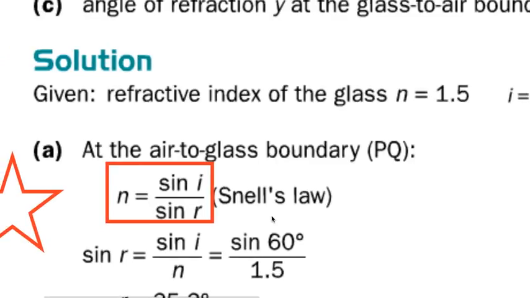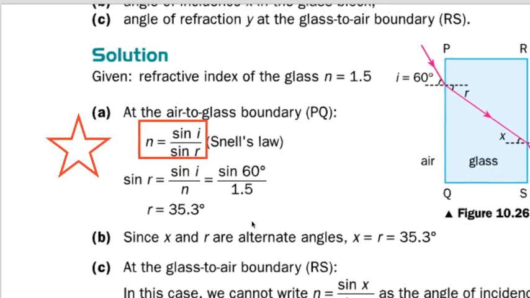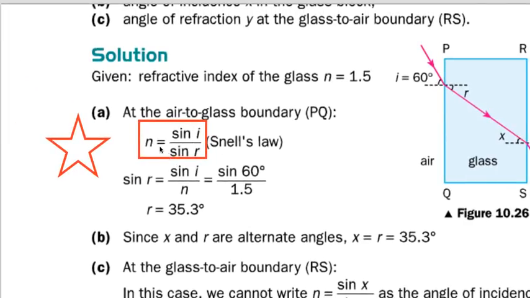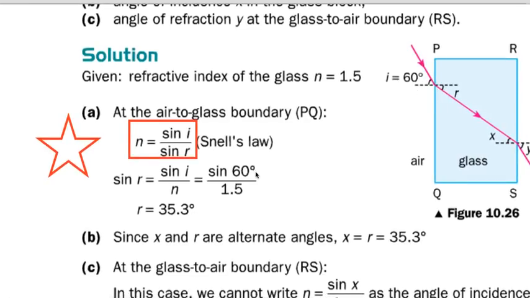So sine i divided by sine r equals n. For sine r, the rest is just mathematics. You can see i is given as 60, so I just calculate. After you find the angle of refraction, you can use the truck method to determine that this will bend towards the normal, so my angle must be smaller than 60, which is correct. So we are good to go.